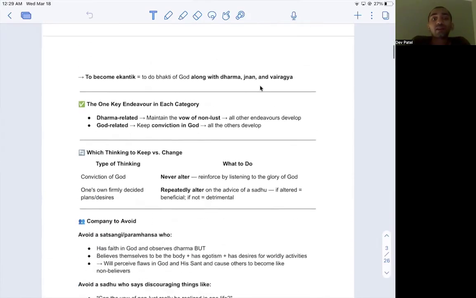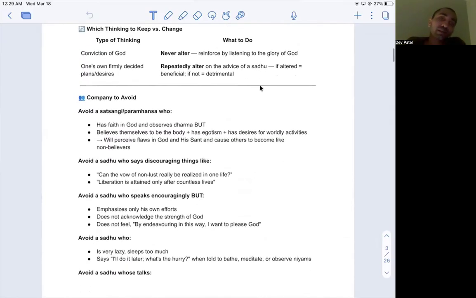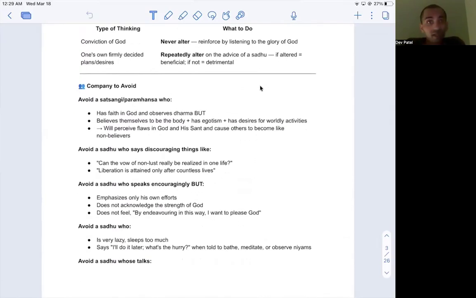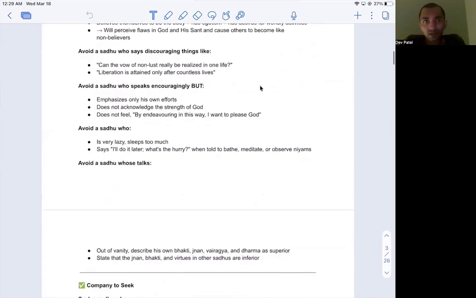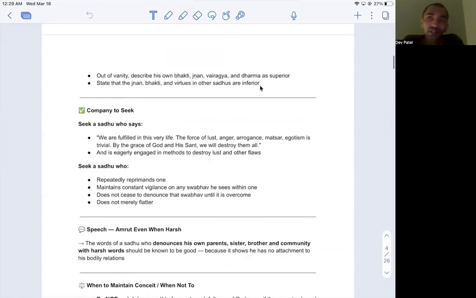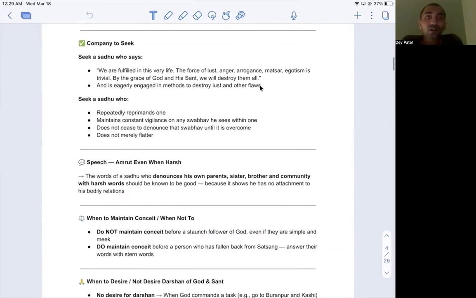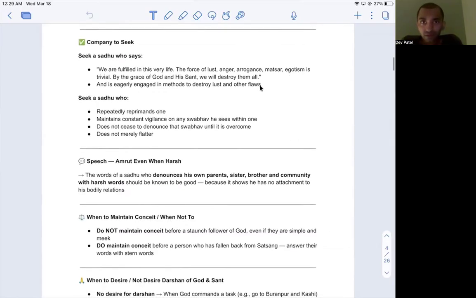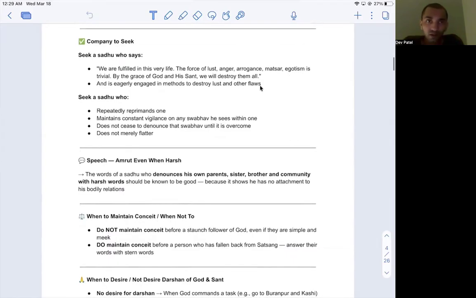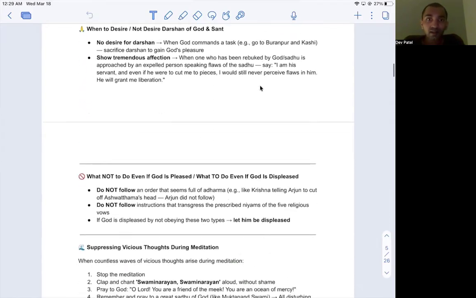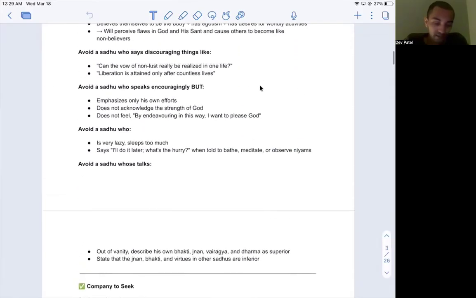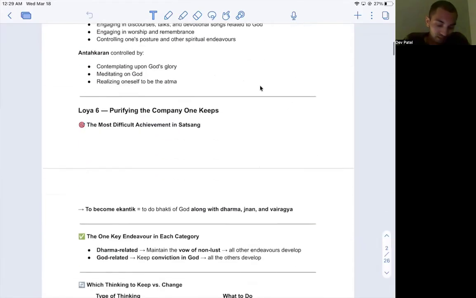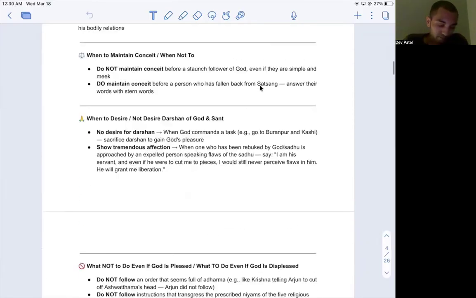L6, purifying the company. One keeps avoiding the company of a Satsangi who has faith in God but believes themselves to be the body, says discouraging things, speaks encouragingly but emphasizes his own efforts. And which company do you want to keep and want to have? Those who are fulfilled in the very life, and the force of these vicious natures does not influence them. Even when God is pleased, and even when God is displeased, you do not follow an order that is full of adharma. So this is all in L6, purifying the company.